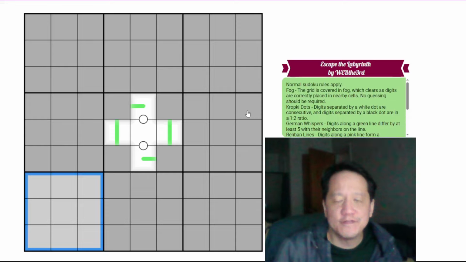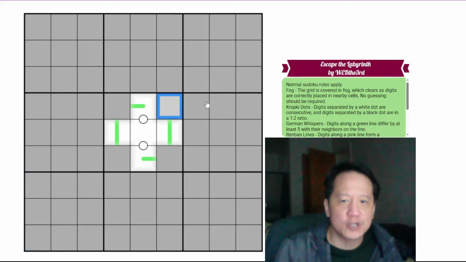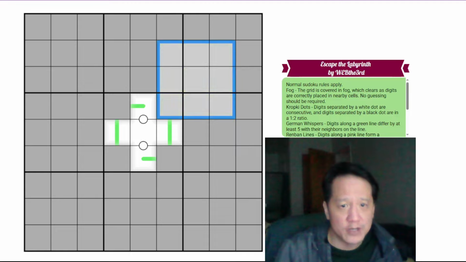We have fog, where the grid is covered in fog, which clears as digits are correctly placed in nearby cells. So I think this is typical fog of war. I don't believe this is dynamic fog of war. No guessing should be required. So I think if you place a correct digit in a cell, it will clear the fog in that cell and in the surrounding 3x3 cells square. That's what I believe. I'm not sure though.